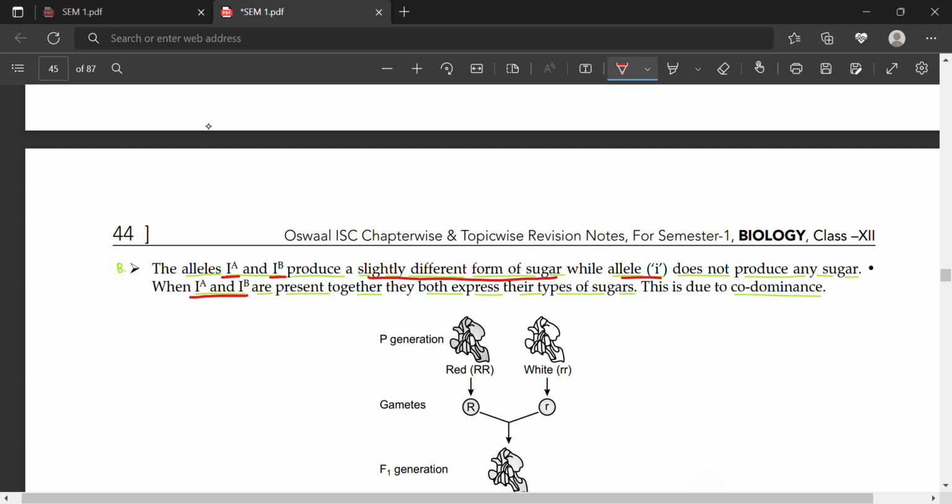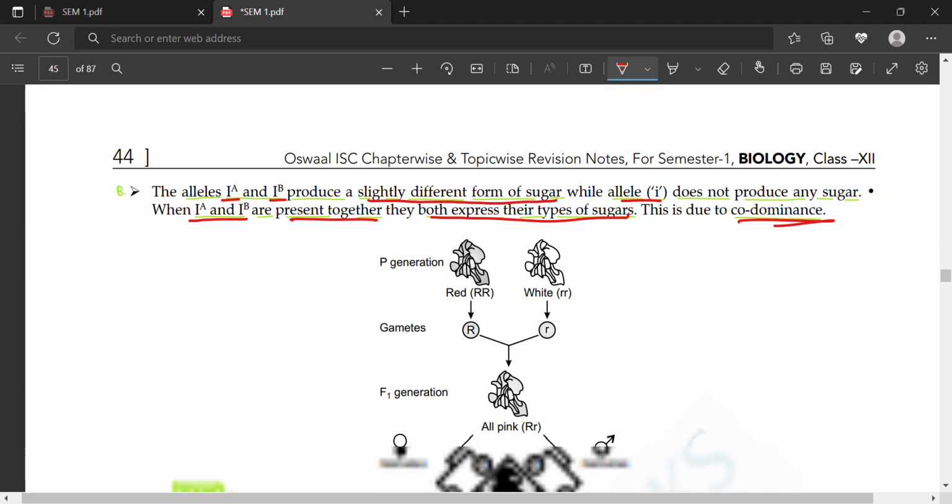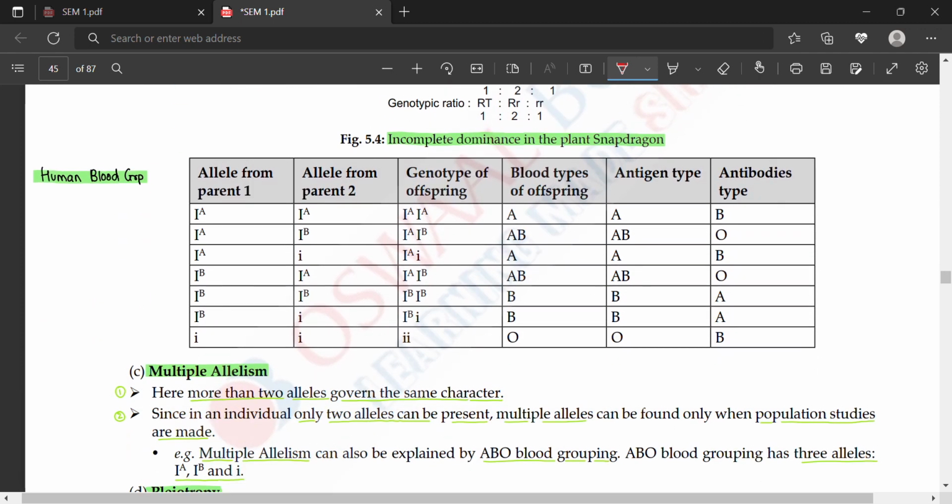So when IA and IB are present together, they both express their types of sugars, and this is due to codominance. Through this table, suppose parent 1, your dad, has IA, and parent 2, let's say your mom, also has IA. Then this will be the genotype, and your blood group will be A. The antigen will be A, and the antibody is exactly opposite of the antigen, so it will be B.